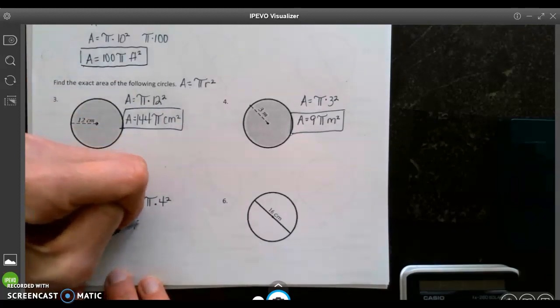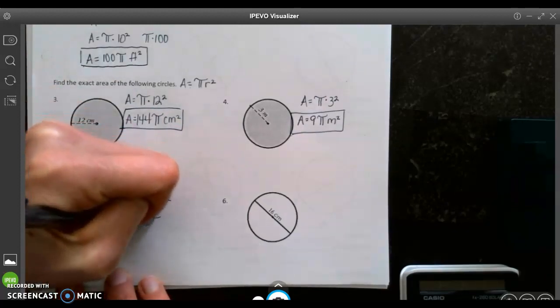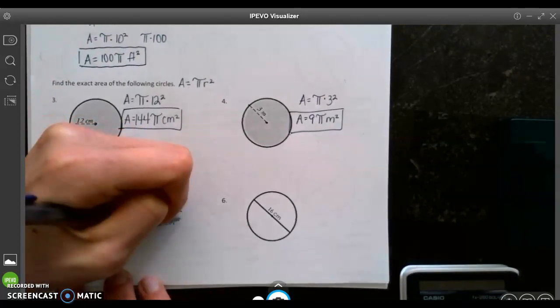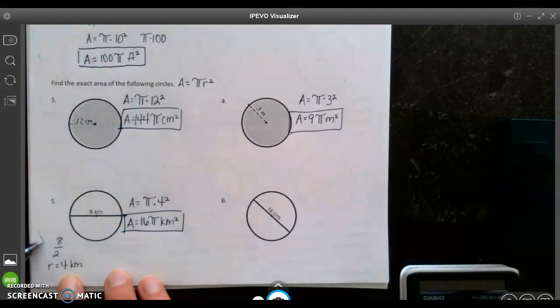4 times 4 is 16, so 16 pi kilometers squared. And I don't have to see this work right here. I just want you to know how I'm getting my answer. Like you can probably look at 8 and say, oh, half of 8 is 4. And that's all we're doing.